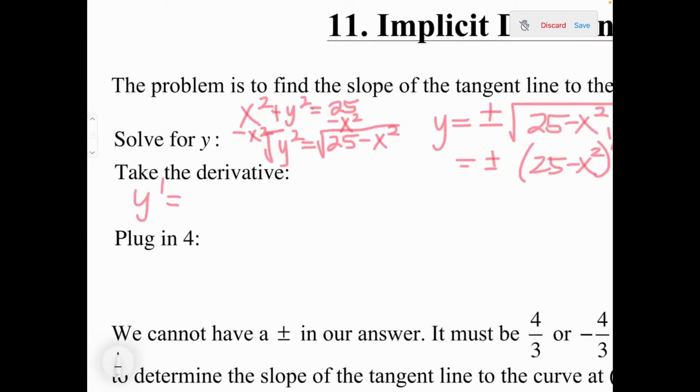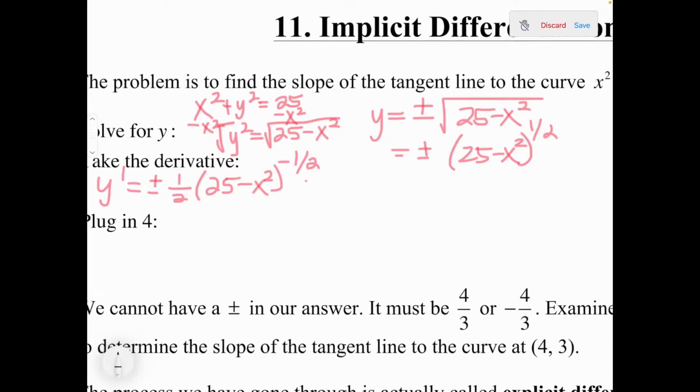So y prime is equal to plus or minus. We're going to multiply by the exponent, leave the inside alone, 25 minus x squared, and subtract 1 from the exponent. 1/2 minus 1 is negative 1/2. And we're going to multiply that by the derivative of the inside function. The derivative of 25 minus x squared is negative 2x.